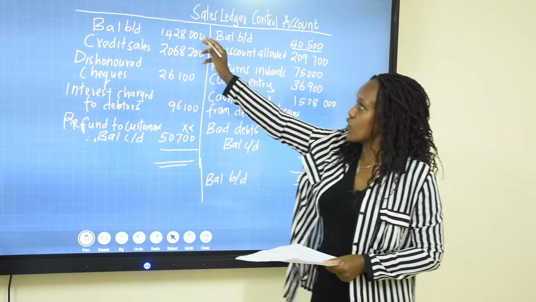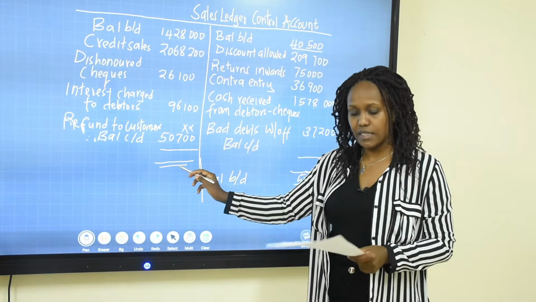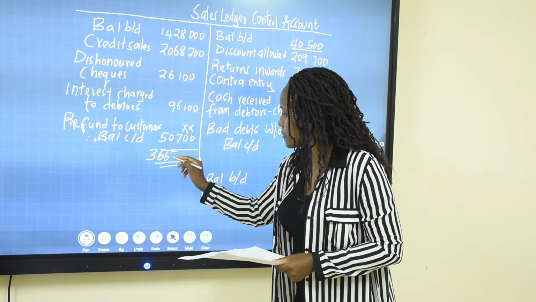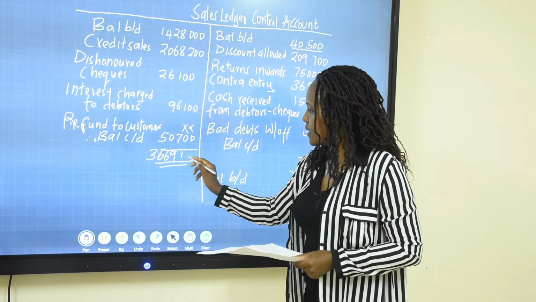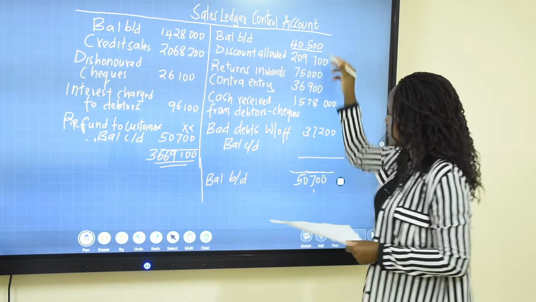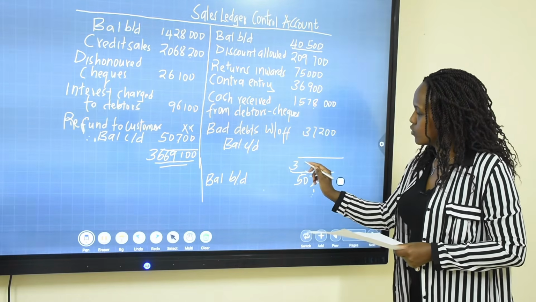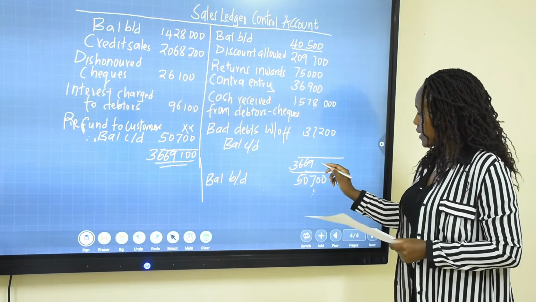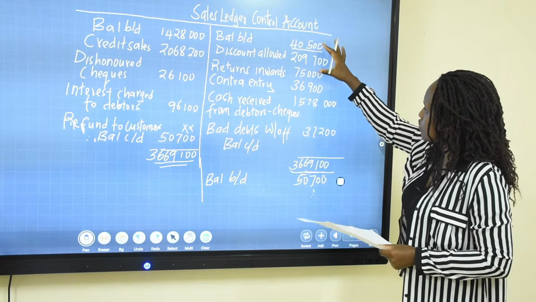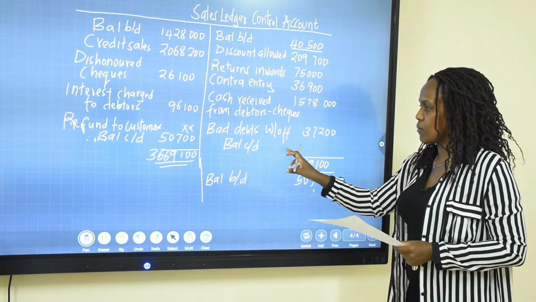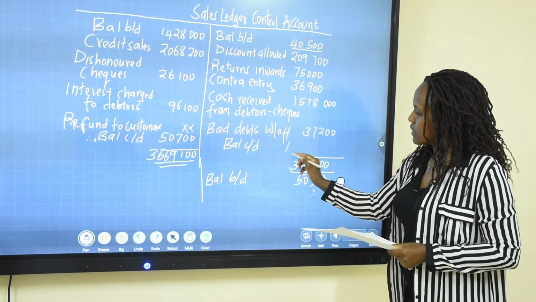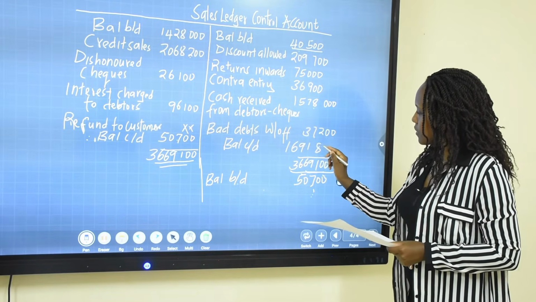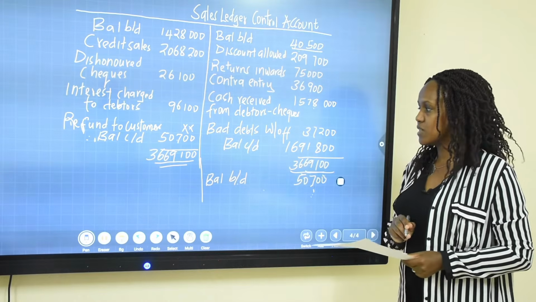So once we compute all the amount on this side, because this is a complete side, we are going to get 3,669,100. And we also want this side to equal the same amount, which is 3,669,100. So we are going to subtract all the figures on this side and get our balance carried down here. Our balance carried down is 1,691,800, which is our debit balance.